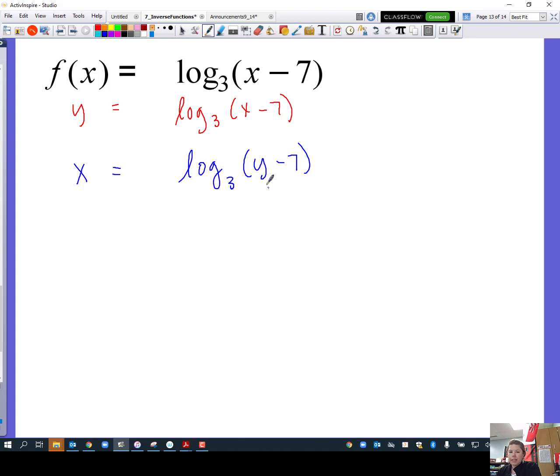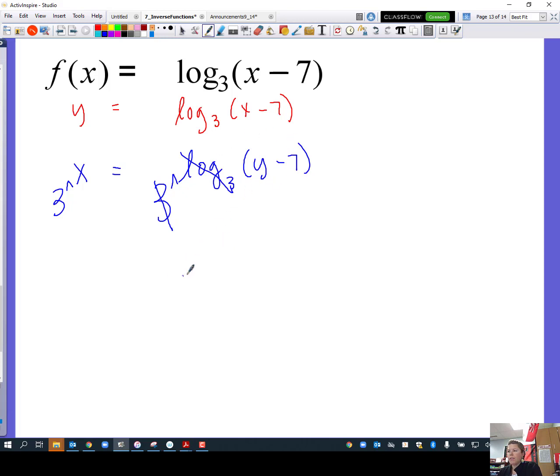Well, here the y is inside, and so I can't do anything with that while it's still inside, and so I need to get rid of the log. The log is the outermost part, and I have to undo that with the exponential. And so I take 3 and raise the whole thing to the x power. As long as the bases are the same, they will undo. That's why I chose 3 here, because this base is 3. So 3 to the log base 3, those undo one another.